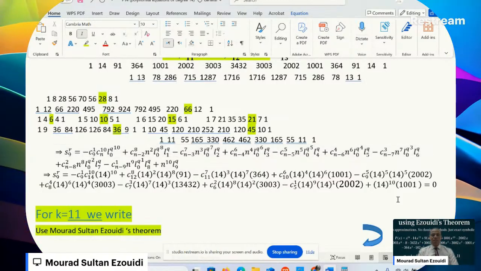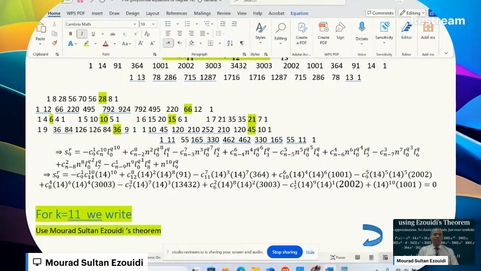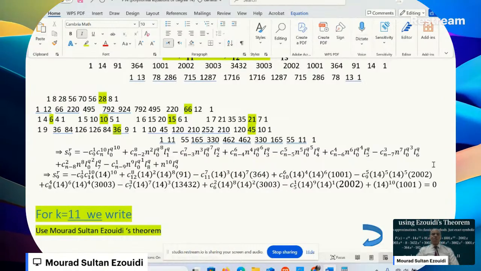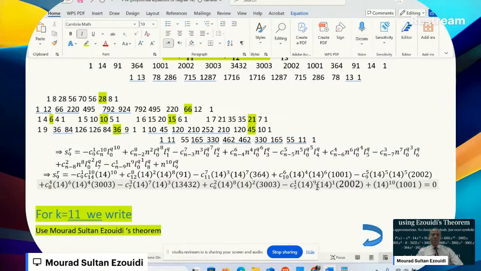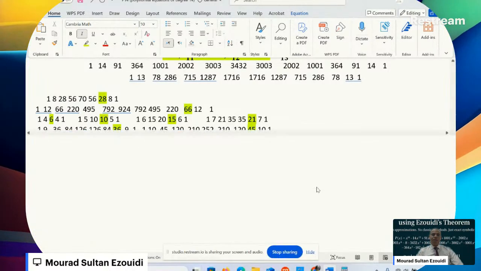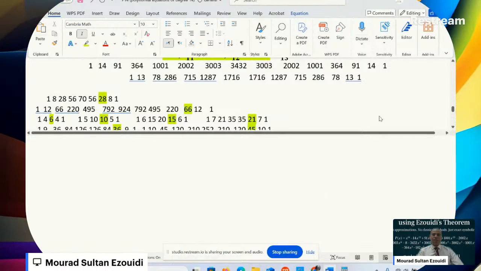I'm going to find the S10, the 11th coefficient of my new 14th degree form equation. I should extend or put k equal 11 to find the value of S10.